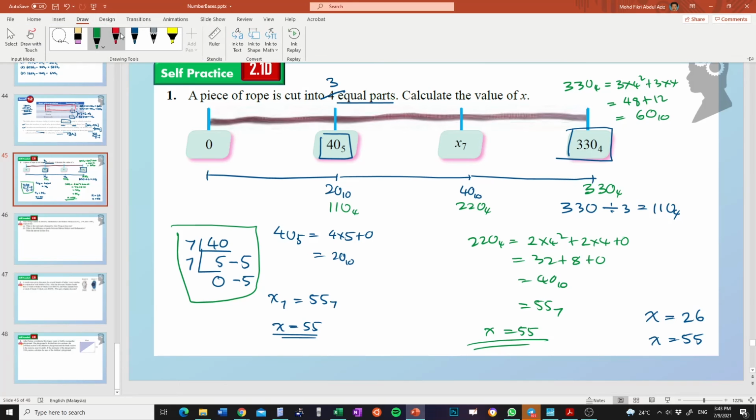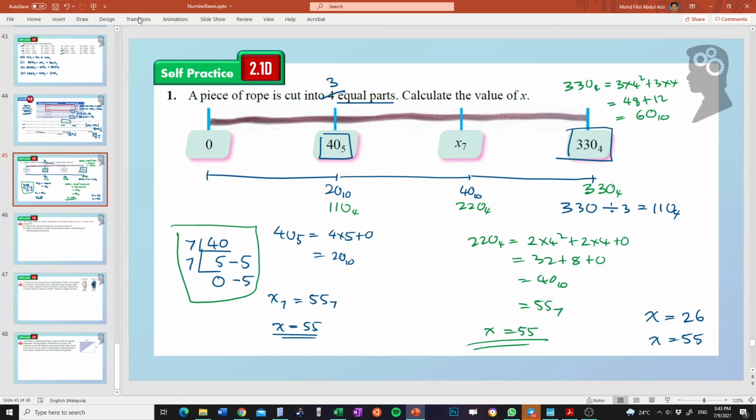Then saya bagi 3. Bagi 3 you get? 20. So this is 20 base 10, this is 40 base 10 kan? Saya nampak mistake saya. Saya lupa 20 tu dapat 2, patutnya baru dapat 40. So 40. Tu mistake saya. Okay, saya nampak dah. 40 divided by 7, you get 55 juga. So x is 55.